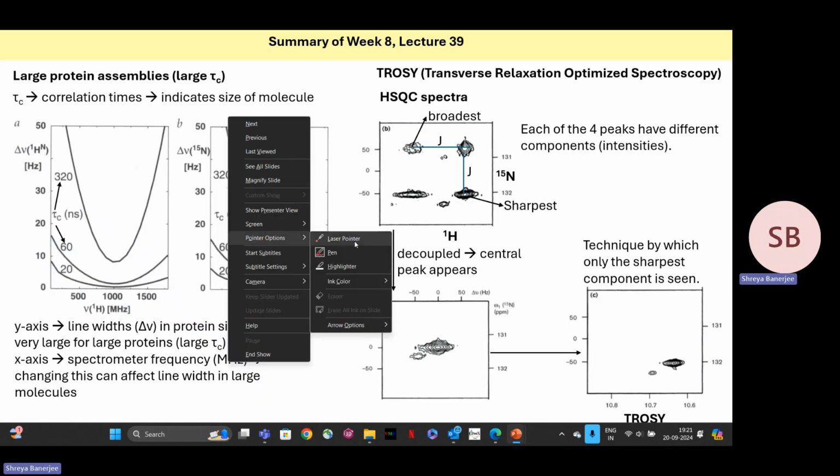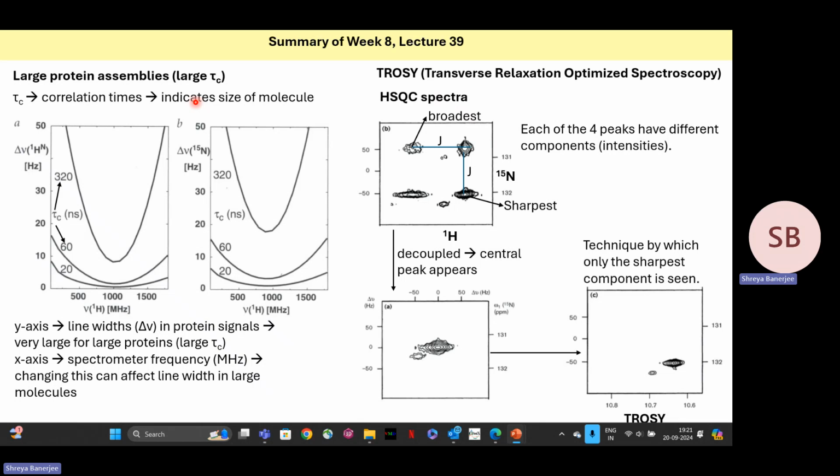So far we have been talking about small proteins. Now we will look at large protein assemblies. Now, for large protein assemblies, basically the correlation time is very high. What was correlation time, or tau c? If you remember, it was the time for the molecule to tumble, kind of a tumbling motion of the molecules. So a large correlation time indicates a large size of the molecule.